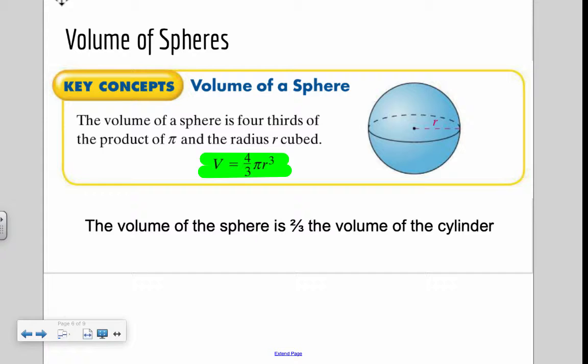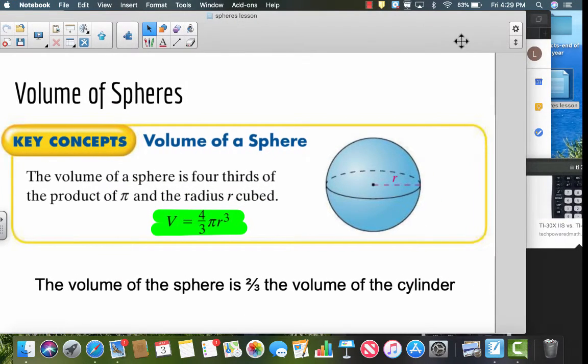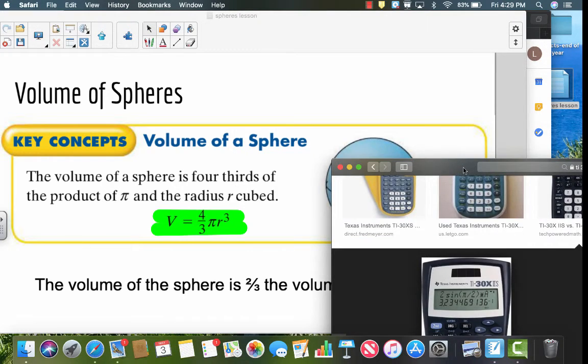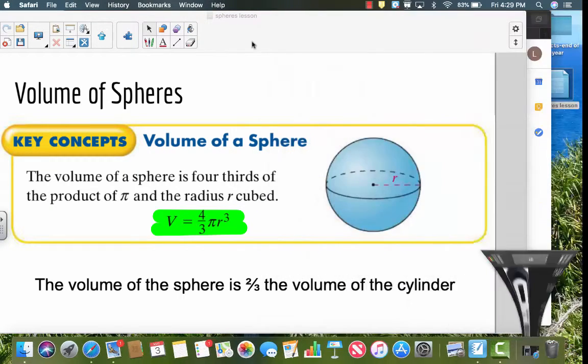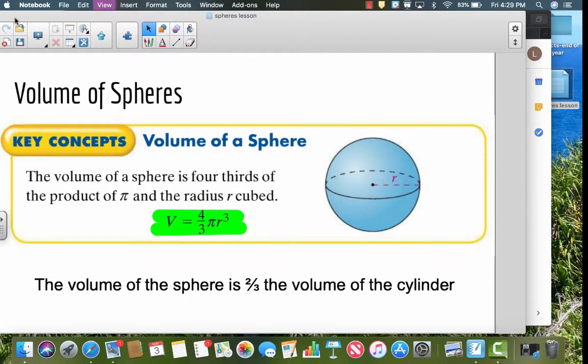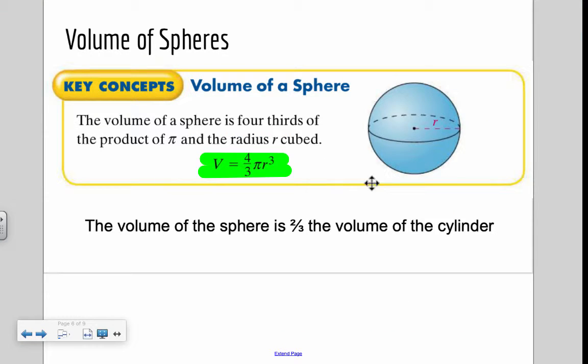And then when you're cubing a number on your calculators, you're going to use this little button over here that looks like an arrow pointing up. So if I wanted to do 7 cubed, I would do 7, push that little arrow, and then 3, and then equals. If I wanted to do 6 cubed, I would do 6, arrow, 3, equals. So with that being said, we're going to do example 1.